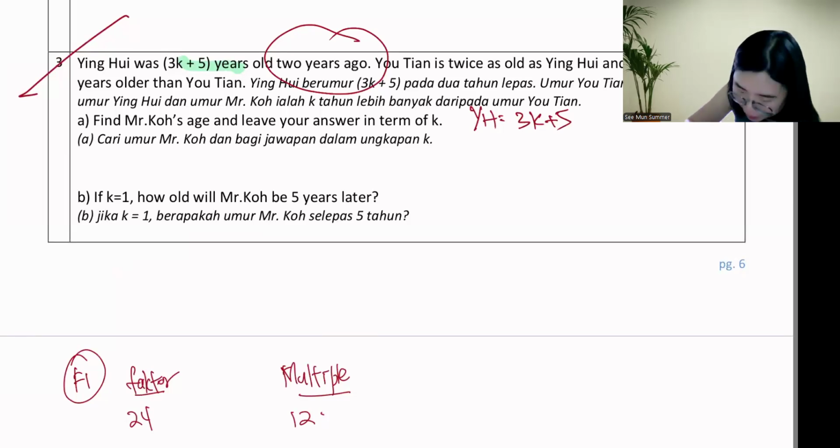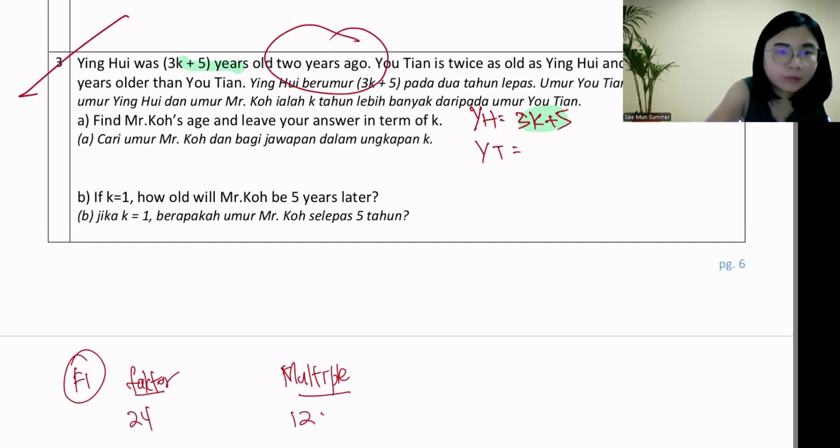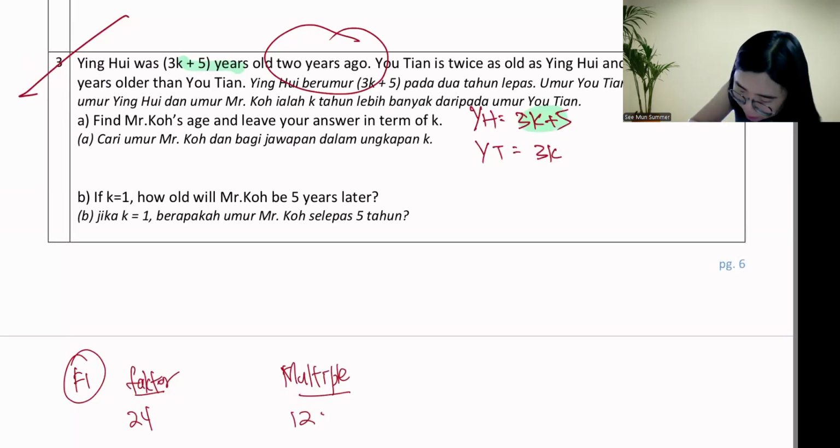And then Yu Tian, another teacher, is twice as old as Yinghui. So this is Yinghui's age, you know. So if it's twice of Yinghui, meaning who is elder? Yu Tian, am I right? Is twice of Yinghui. So twice is times or square. Sometimes you will confuse, right? Square or times 2? It's times 2 because double. So 3K plus 5 twice times 2.